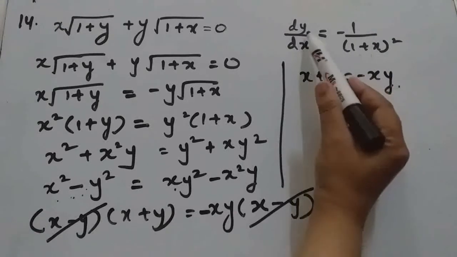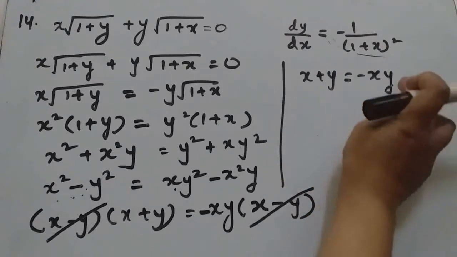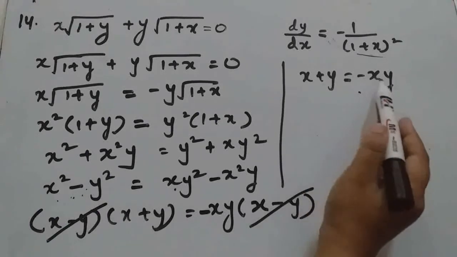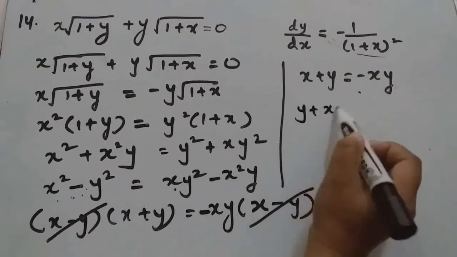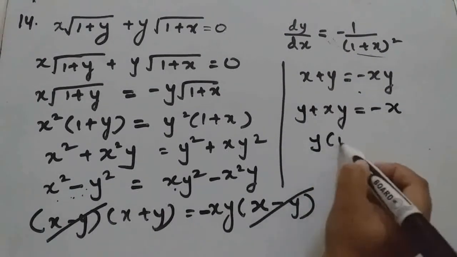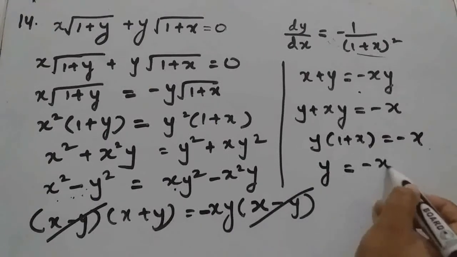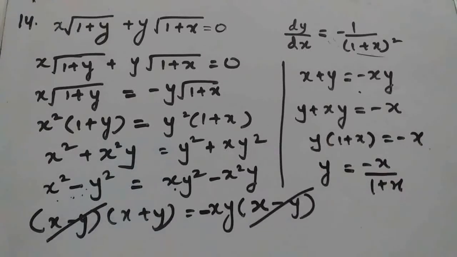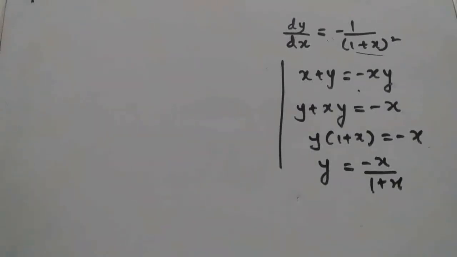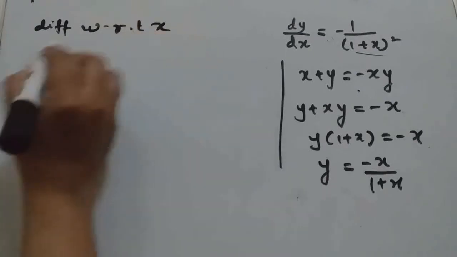Now we know, see, in the statement to be proved only x is there. So what we can do here, we can find the value of y from this expression. So what we will do, minus xy we can shift here, and this will go to the other side. So y into (1 plus x) is equal to minus x. So y will be minus x by (1 plus x). Now we can differentiate with respect to x, dy by dx.